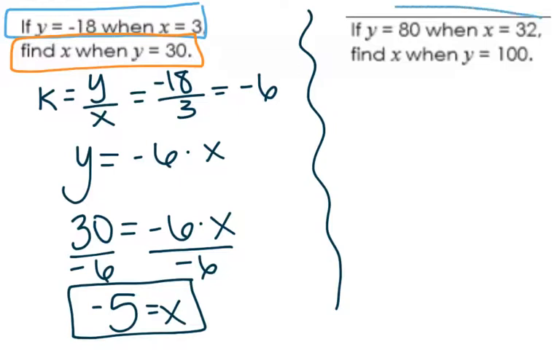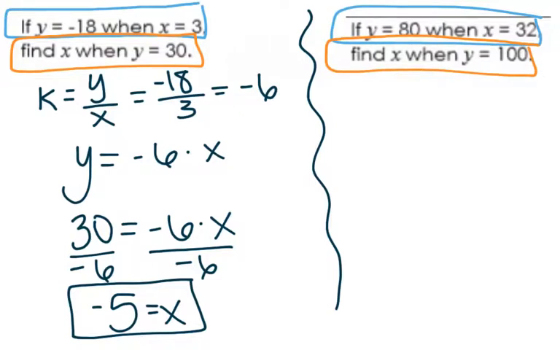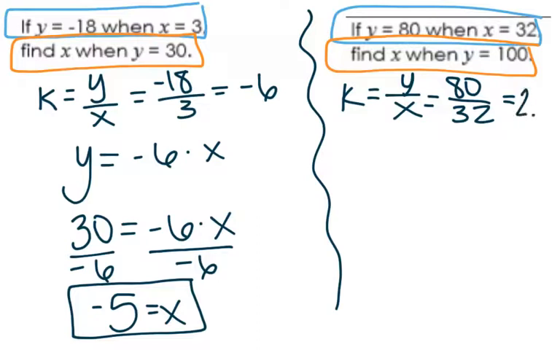Okay, so I'm going to use the first part to figure out what k is to write my equation, and I'm going to use the last part as what I'm actually solving for. So k equals y divided by x. y is 80 when x is 32. You get 2.5. It's okay to get decimals. So now I can write my direct variation equation.